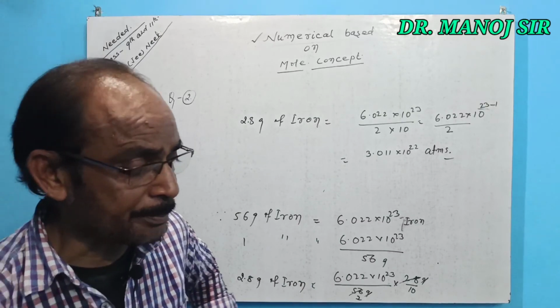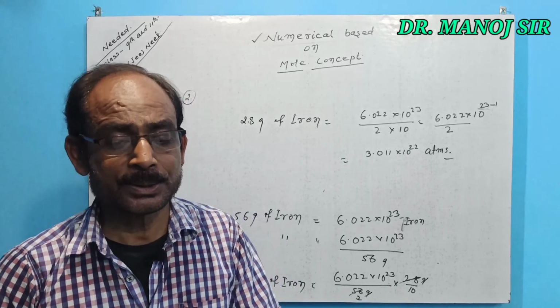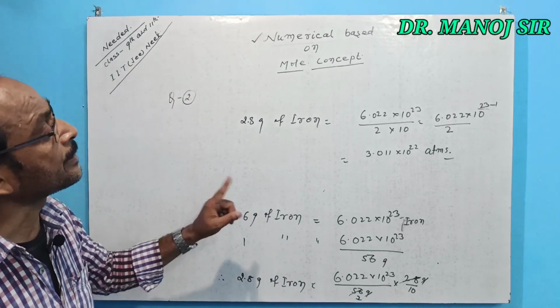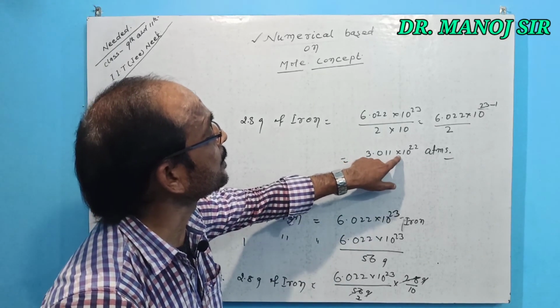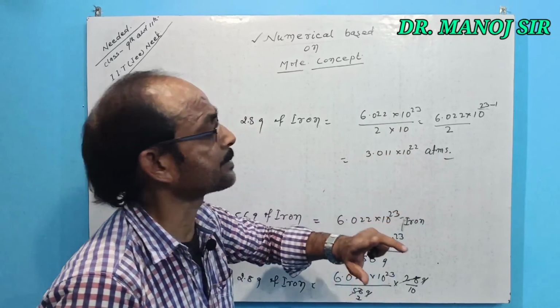Hence, a piece of iron metal having the mass 2.8 gram contains 3.011 into 10 to the power 22 atoms.